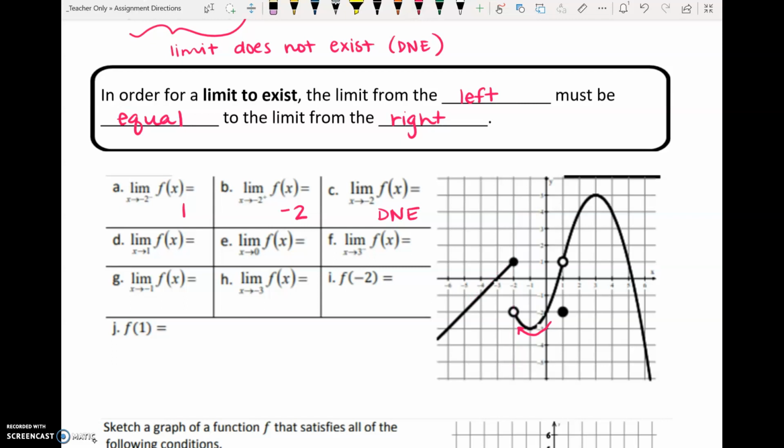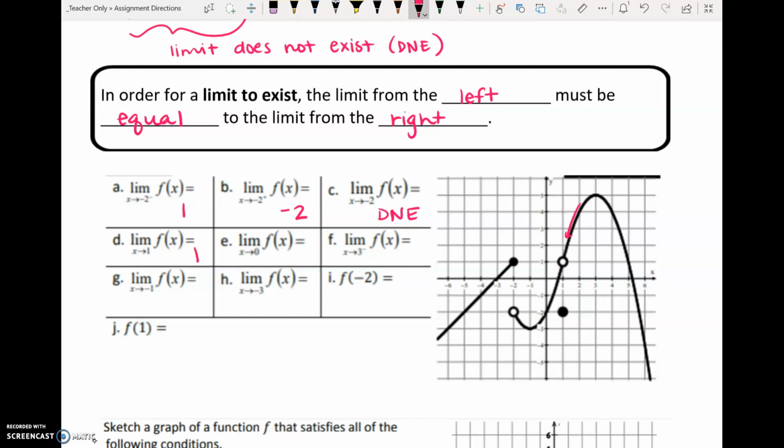And now we're going to switch x values, so I'm going to change that. In D, the limit as x approaches 1. So here's our x value of 1. The limit as x approaches 1 from the left is the same as from the right. We don't care about whether there's a hole or not. We just care about what's happening around it, and that's approaching the y value of 1. So that means the limit is 1.